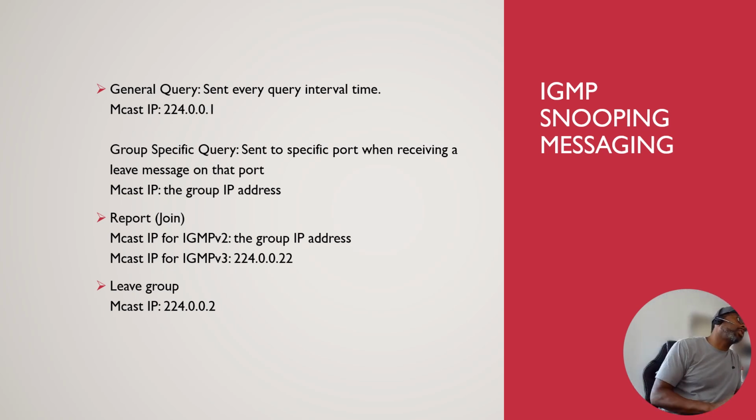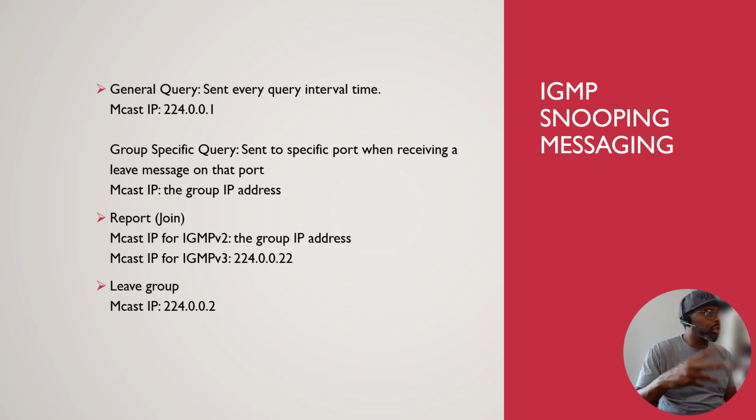Here we go again. General query: sent every query interval time. That query interval time by default is 125 seconds. The general query, which comes from either a router or a switch, sends out that query using multicast IP address 224.0.0.1. A group specific query is sent to a specific port when receiving a leave message on that port. That uses the multicast group IP address.